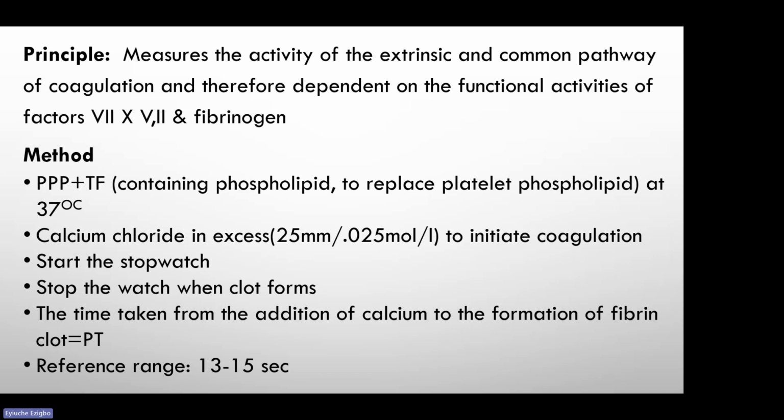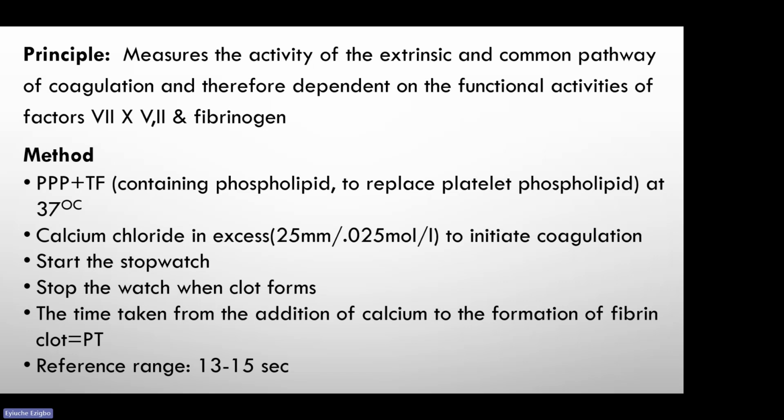So the method basically depends on the manufacturer's instructions. The kits these days are available, so as you buy the kit, you must follow the manufacturer's instructions. Basically, it is the addition of platelet poor plasma. Collect the samples in trisodium citrate, in the ratio of 9:1.